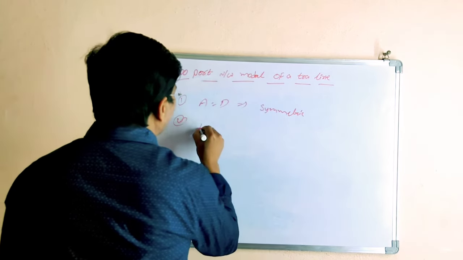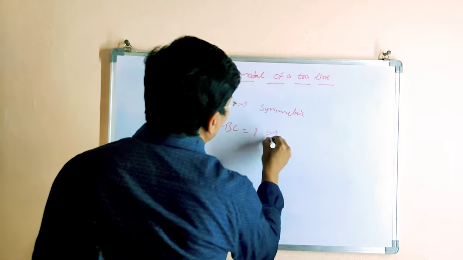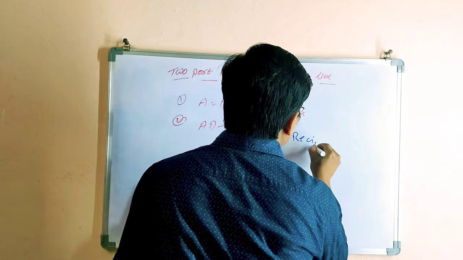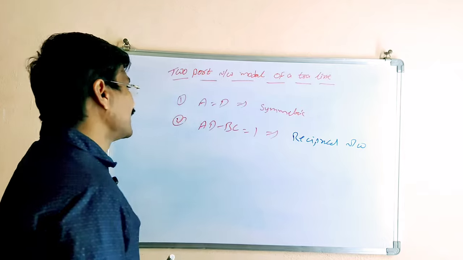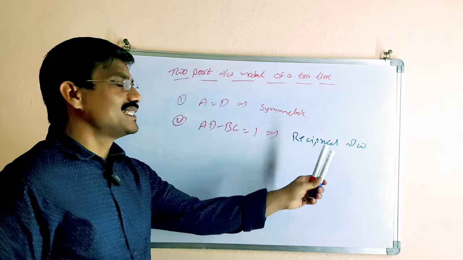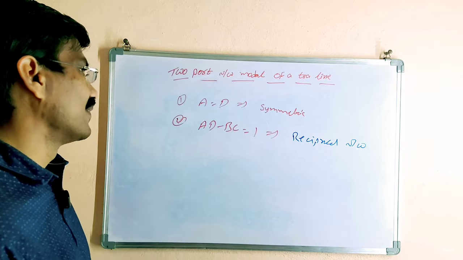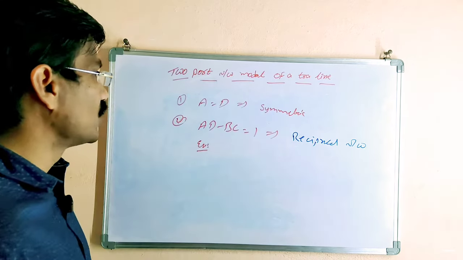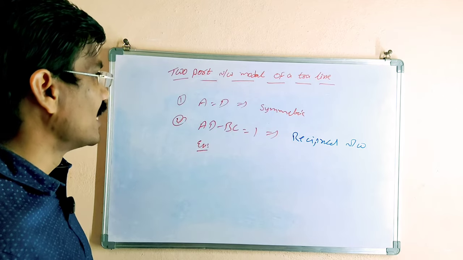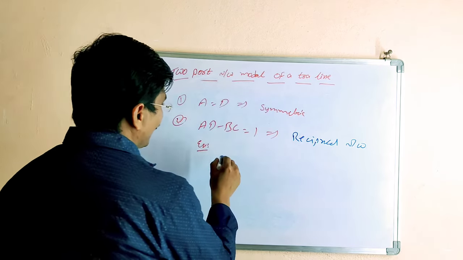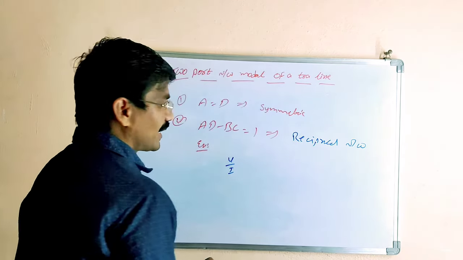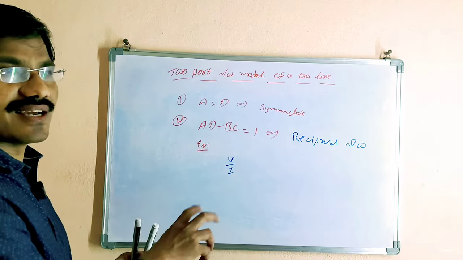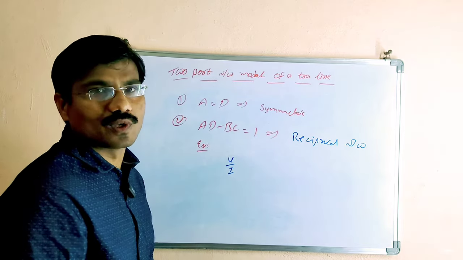The second condition is AD minus BC is equal to 1. A network with AD minus BC equal to 1 is called a reciprocal network. In a reciprocal network, the ratio of voltage to current is the same even after interchanging; the values come out the same. That is called reciprocal.